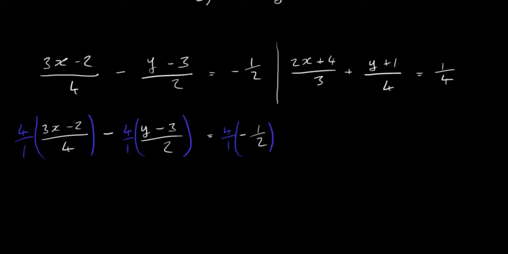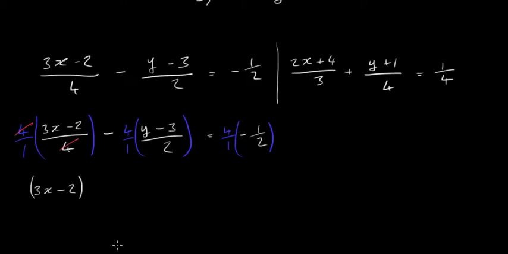So let's see what happens when we do that. Well, here we've got a 4 divided by 4. So you'll just get 1. So here you just end up with 3x minus 2. And I can leave the bracket there if I like.